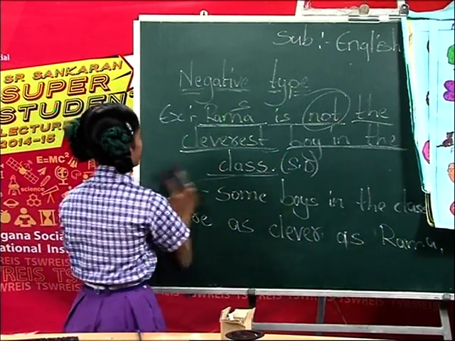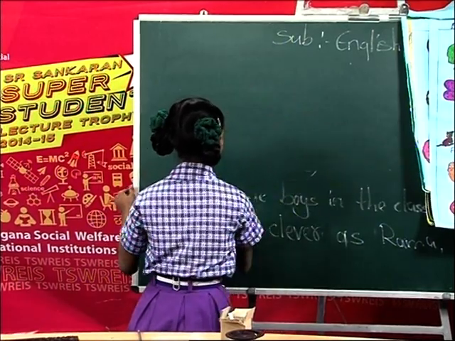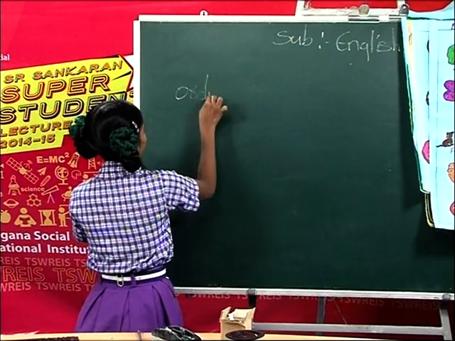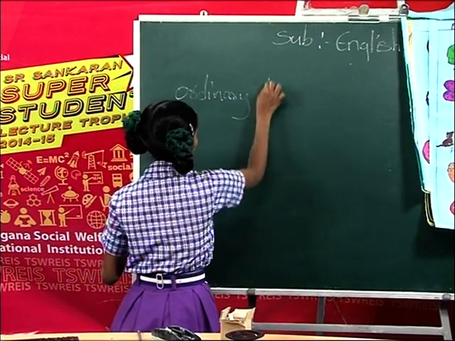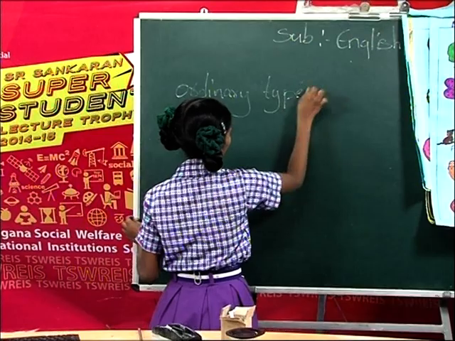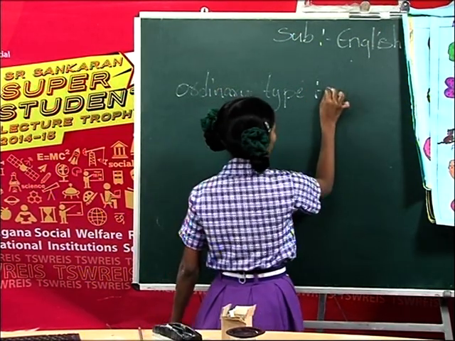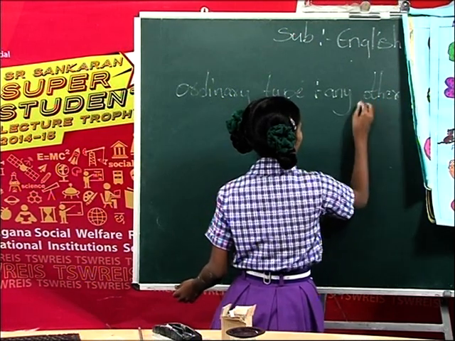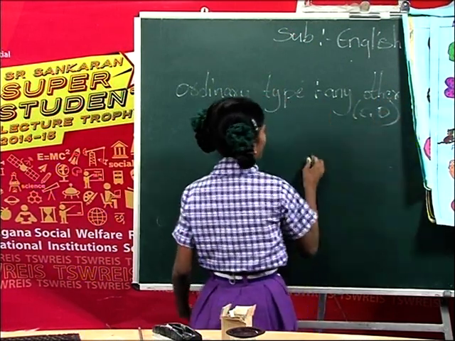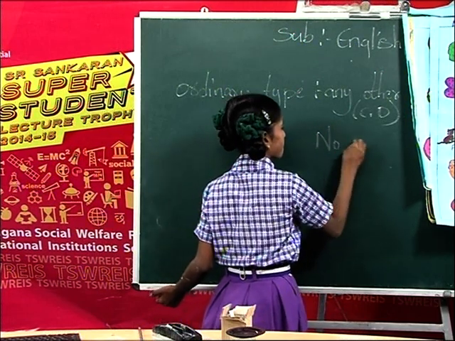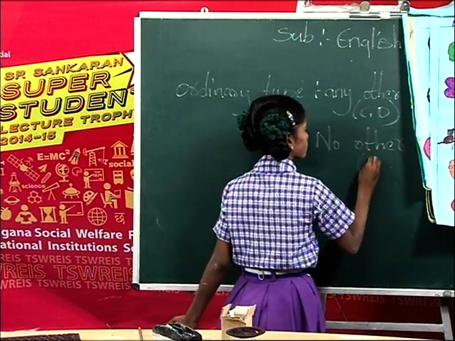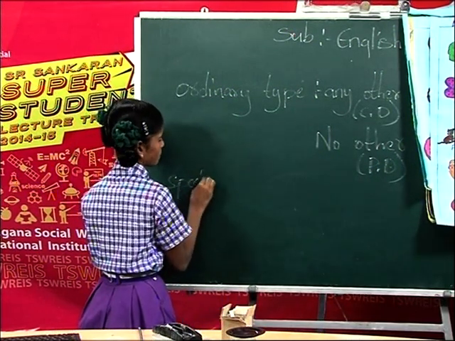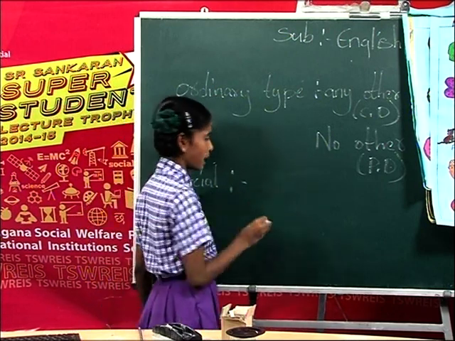Now friends, listen here. In ordinary type, we should remember any other, and no other. And in special type, we should remember most other.